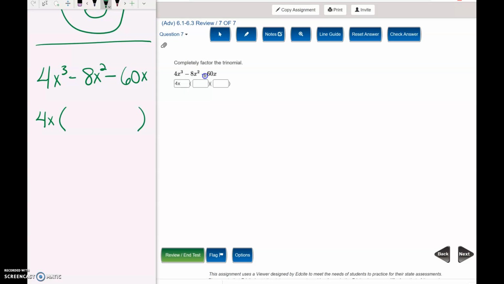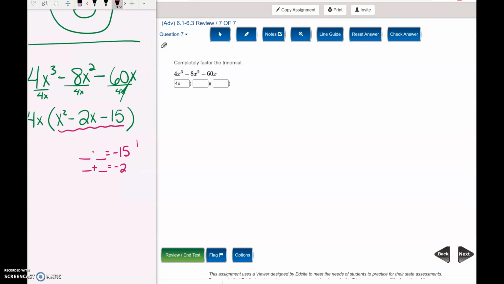All right. 4x to the third divided by 4x would be x squared. -8x squared divided by 4x, -8 divided by 4 is -2, and there's an x. -60 divided by 4 is -15, and the x is being taken out. Good news, x squared minus 2x minus 15 is a fairly easy problem to factor. Looking for 2 numbers that multiply to give us -15 and add up to -2.